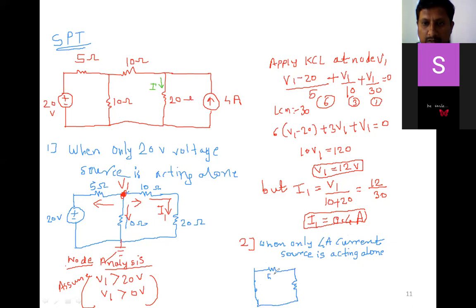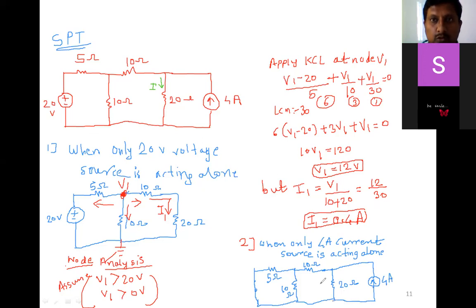So this is 5 ohm, this is 10 ohm, this is 10 ohm, and this 20 ohm as it is. And this will be the current source of 4 ampere. So we need to find out the current passing through the 20 ohm.